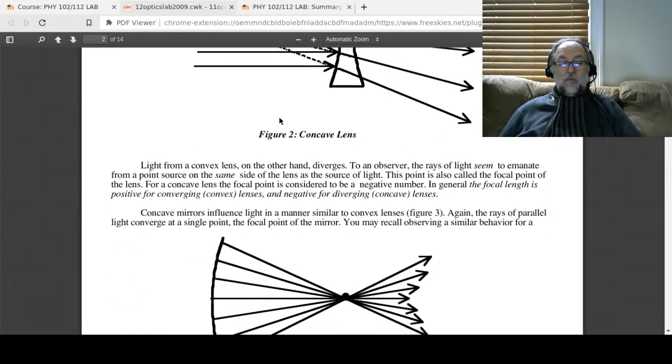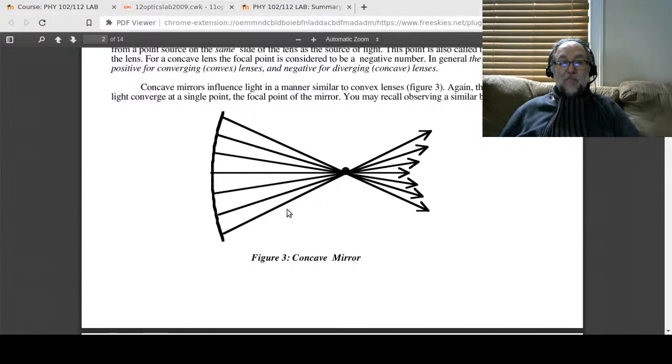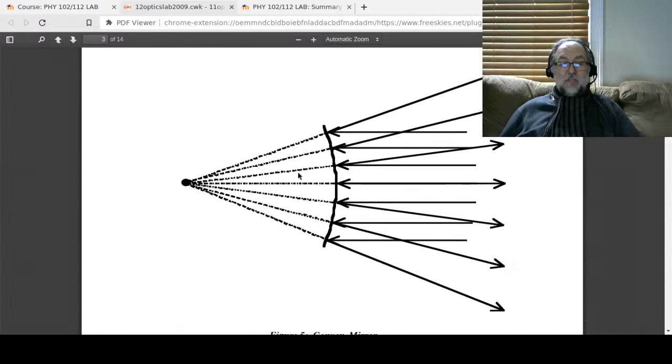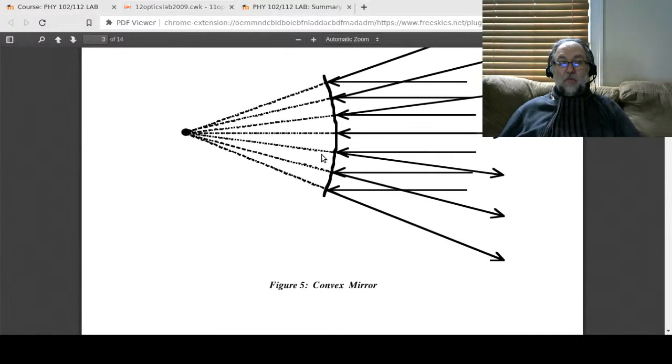And then you have the mirror equivalents of them, and this is a concave mirror. And a concave mirror is a converging mirror. It makes the rays converge, okay? And you have the convex mirror, which makes the rays diverge, okay?